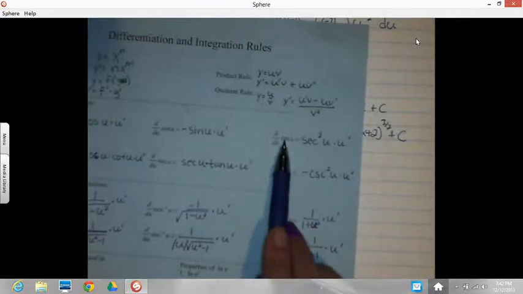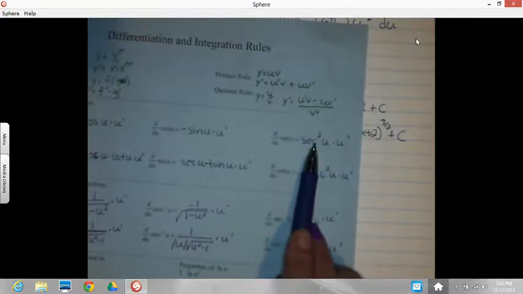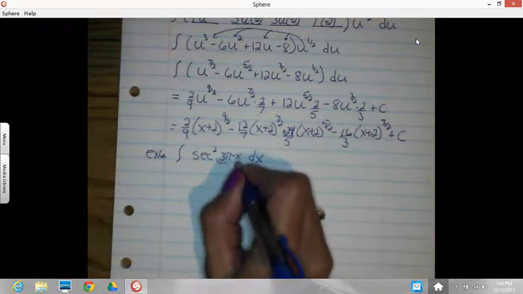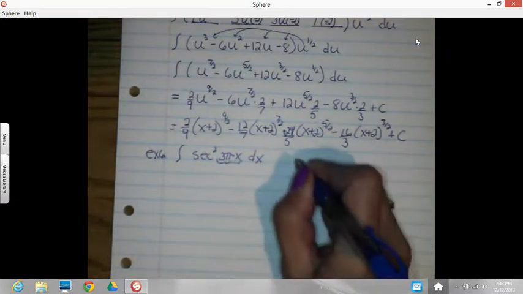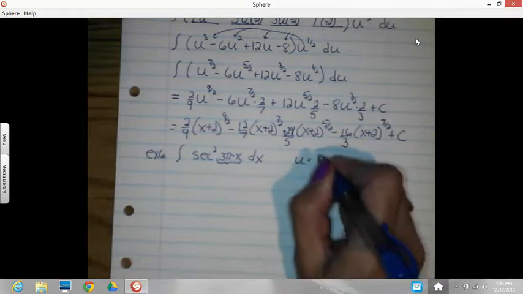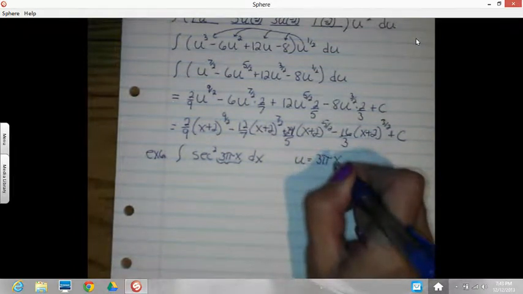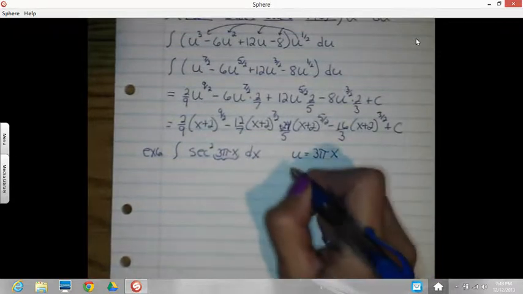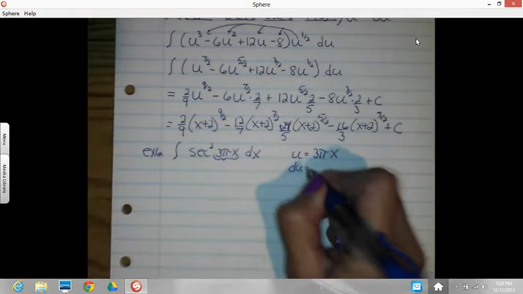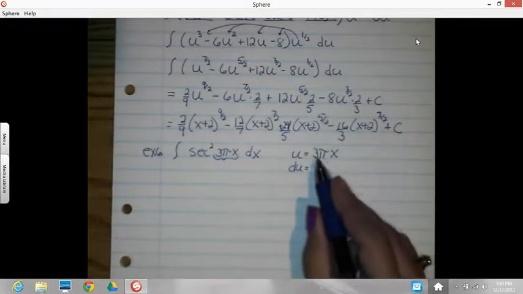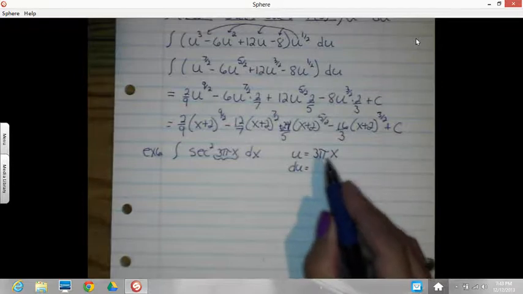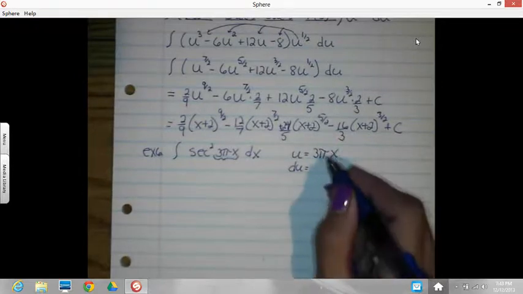But with trig functions, the angle always is an inside function. So before we can integrate, we need the derivative of the inside function, which is the angle. So the du, don't be afraid of the pi. It's a number. Think of this as 9x here. The derivative of 9x would be 9. Well, the derivative of 3 pi x is just this constant 3 pi times dx.